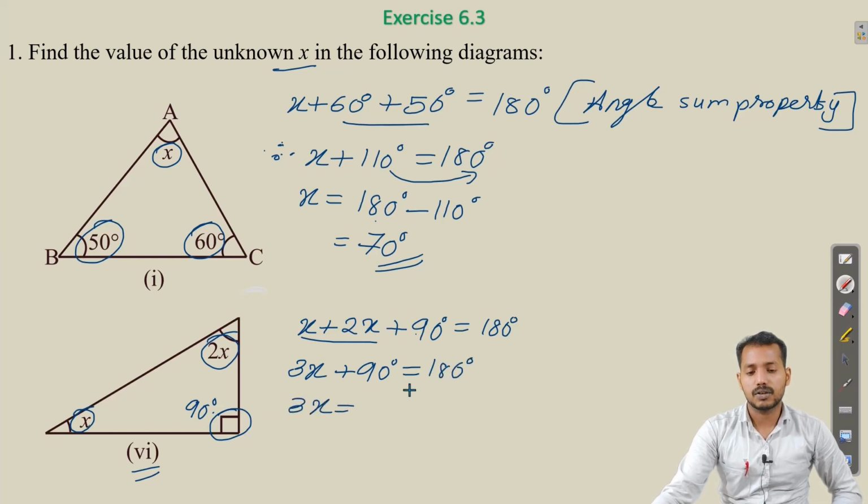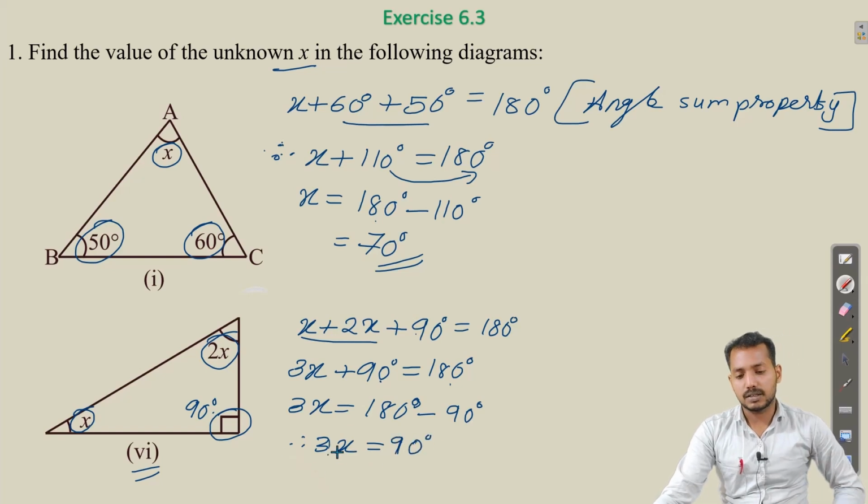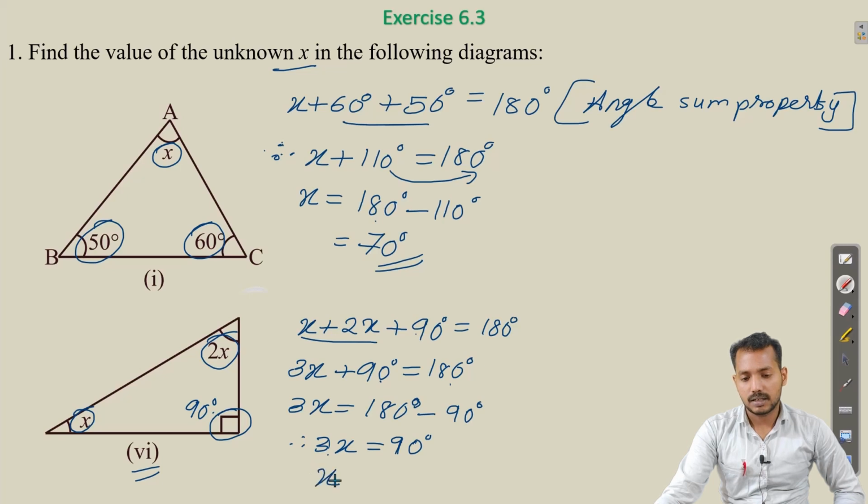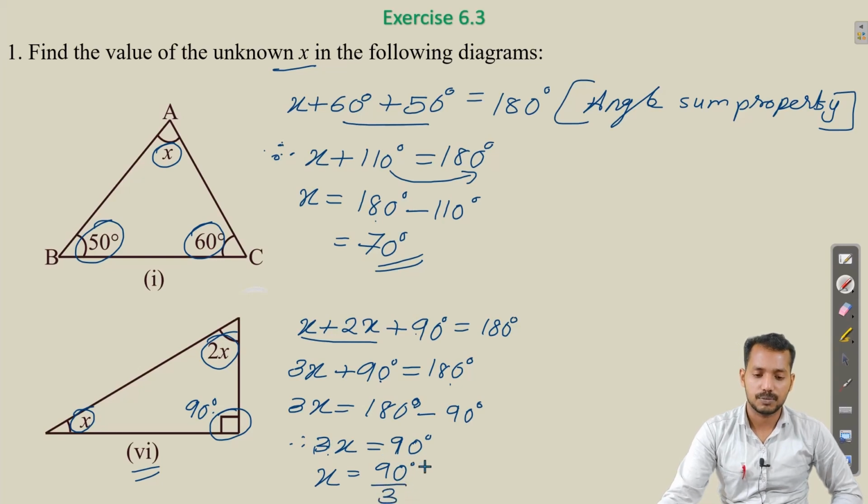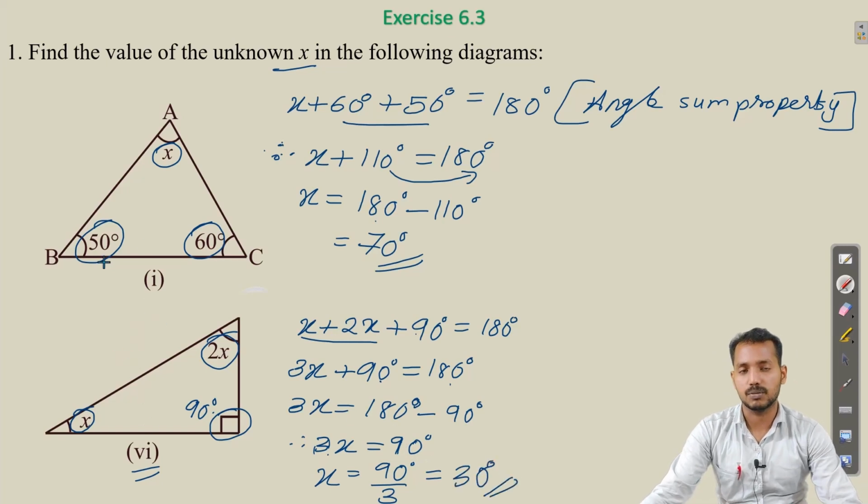Now x plus 2x is equal to 3x, plus 90, which is equal to 180 degrees. 3x is equal to 180. Transpose this plus 90 to the RHS, it will be minus 90. Therefore, 3x is equal to 180 minus 90, which is 90 itself. Now we need to separate this 3 from this x. For that, transpose this 3 to the RHS. Transposing 3 to the RHS, the 3 multiplied to x will become divided. That is 90 divided by 3, which is equal to 30. So we have got the value of x in both the cases.